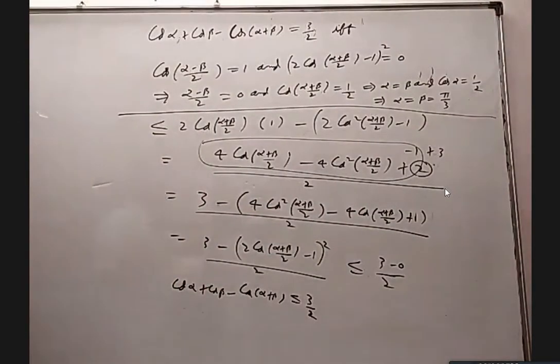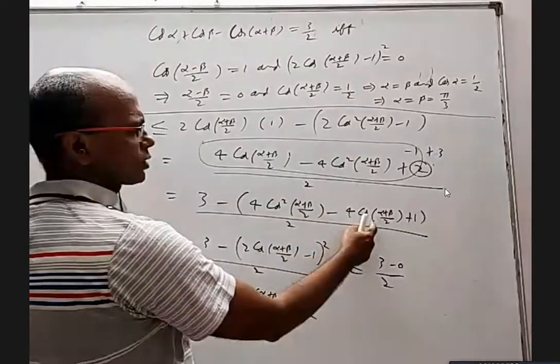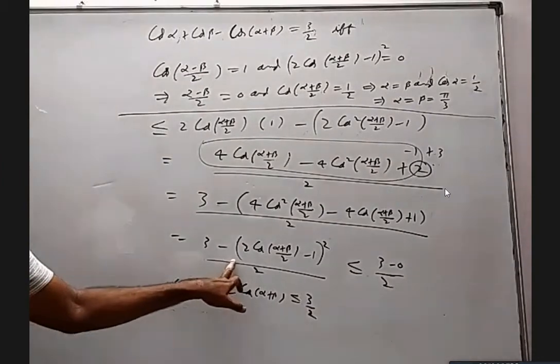Now this is 2 cos alpha plus beta by 2 whole square. This is 2 into 2 cos alpha plus beta by 2 plus 1, which is a perfect square. So it is 3 minus something.